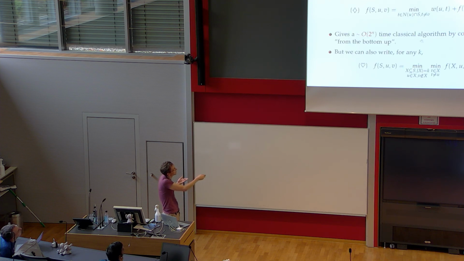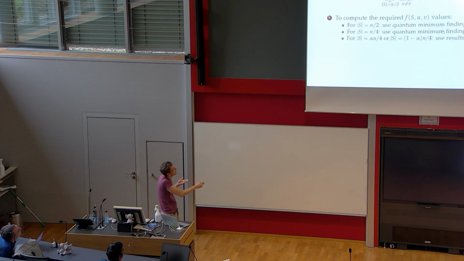So we use quantum minimum finding within this, and we have a choice of k to make within that recurrence, and we choose it to be n over 4. This gives us a next level down of this recurrence. And now we end up computing this quantity f for subsets S that are of size either alpha n over 4 or 1 minus alpha times n over 4. And in these cases, we can use the results of the classical preprocessing that we did using dynamic programming.